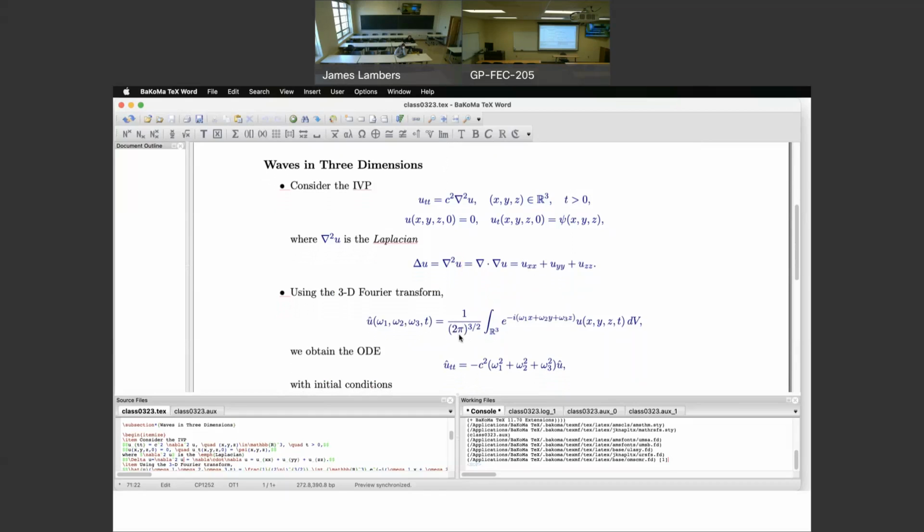And then inside the integral, before we would multiply the function you're transforming by e to the i omega x. Well, now we have your Fourier variable. This is a 3 component, so omega 1, omega 2, omega 3. So we have each one of these omegas multiplying one of the spatial variables. So omega 1 x plus omega 2 y plus omega 3 z. And then we integrate that over the whole space.